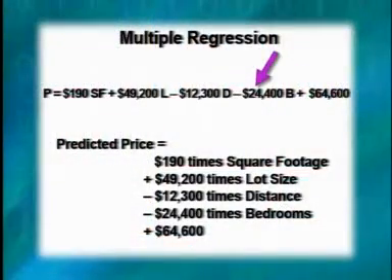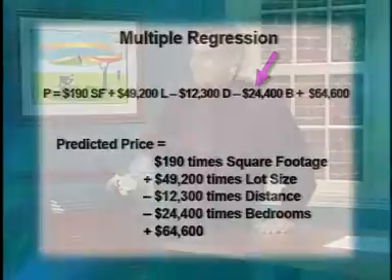Now here is an interesting one: negative 24,400 times B, which is the number of bedrooms. Well, when we see this, we have to say, whoa, what is going on here? Why would having an extra bedroom decrease the price of the house by $24,400 per bedroom? When we see a statistical anomaly like this, it hits us and says, well, this doesn't seem right. It gives us pause to try to think about it. Does it make sense or doesn't it make sense?